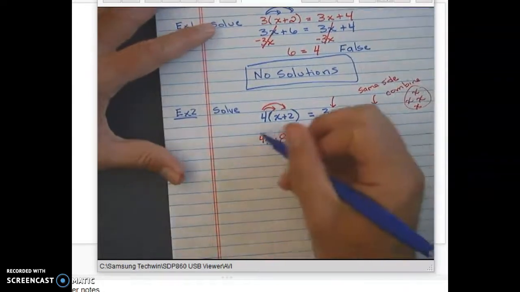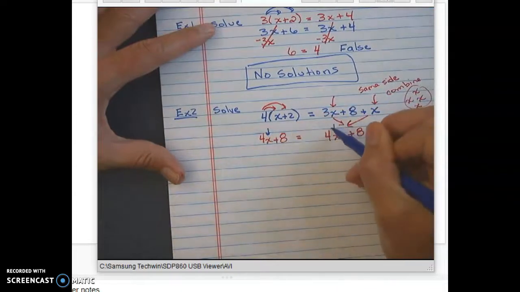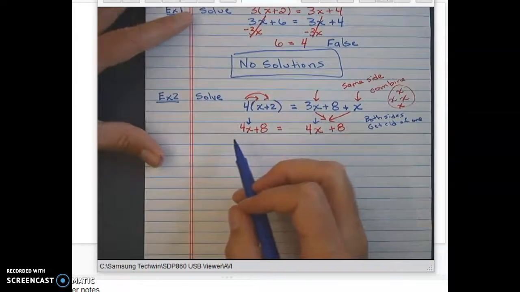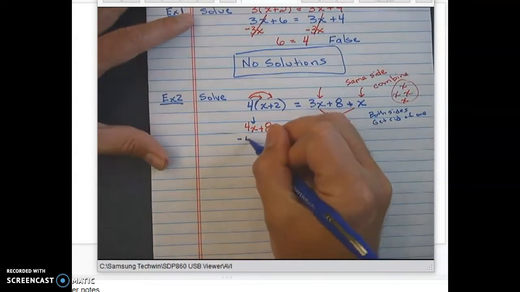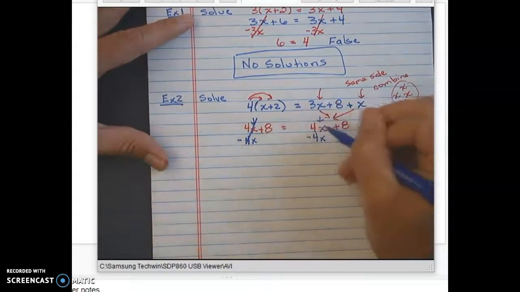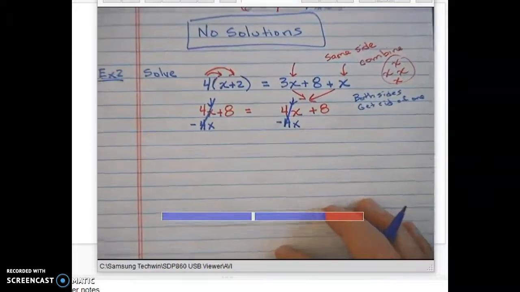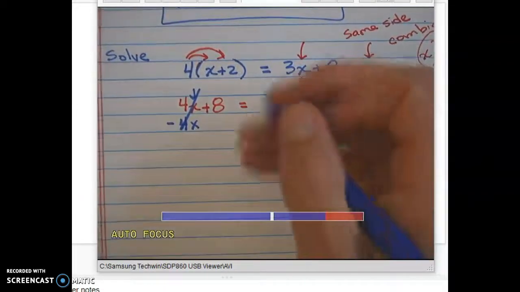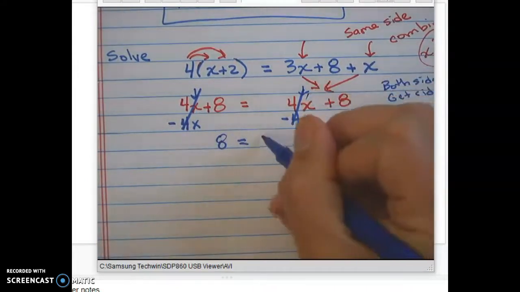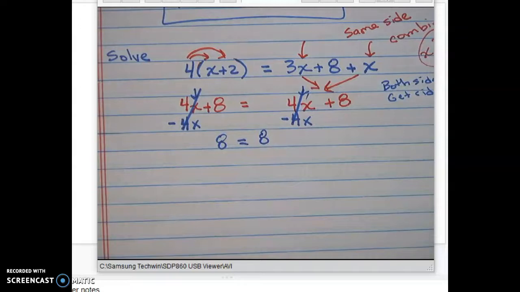If I wanted to keep solving this, I would notice I have x's on both sides. And if you remember, when we have x's on both sides, we have to get rid of one of them. So let's say I want to get rid of a positive 4x. Well, to get rid of a positive 4x, I just subtract 4x. Whatever I do to one side, I do to the other. And this is where all the x's would cancel out. 4x minus 4x is nothing, and it gives me 8 equals, x's cancel out again, 8.